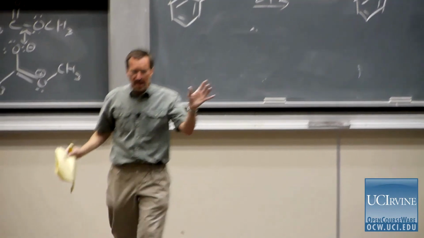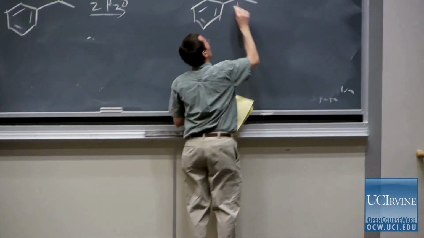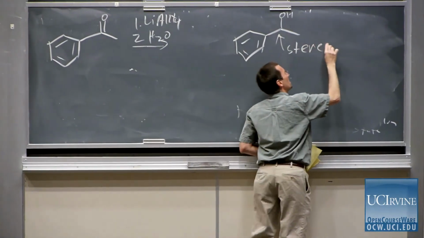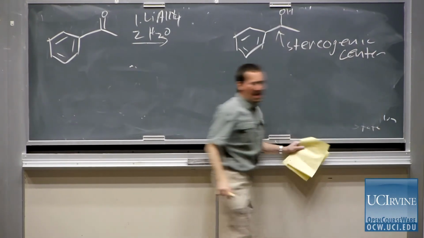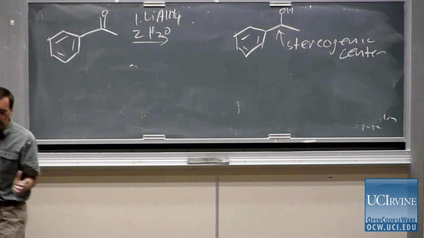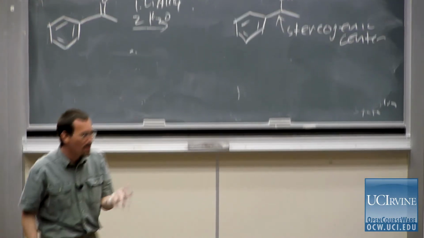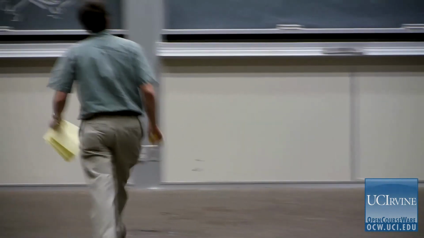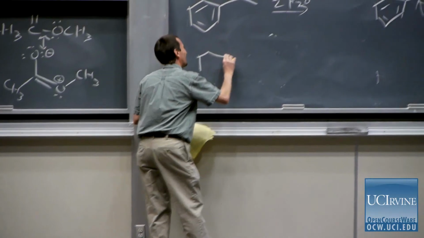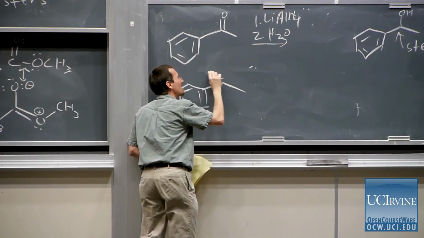Even though I have written that molecule flat, there is a stereogenic center in it. The carbon is a stereogenic center. By that I mean there are four different substituents attached to that carbon. Doesn't matter whether I draw it or don't draw it, it is. Just like it doesn't matter whether I tell you my middle name or I don't tell you my middle name, that S stands for something.